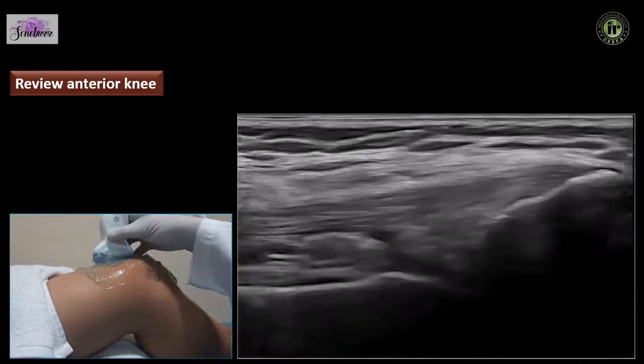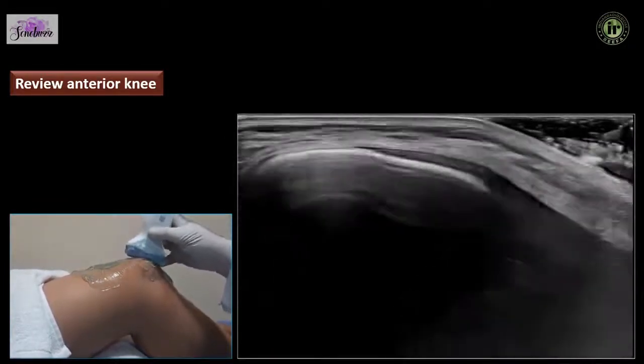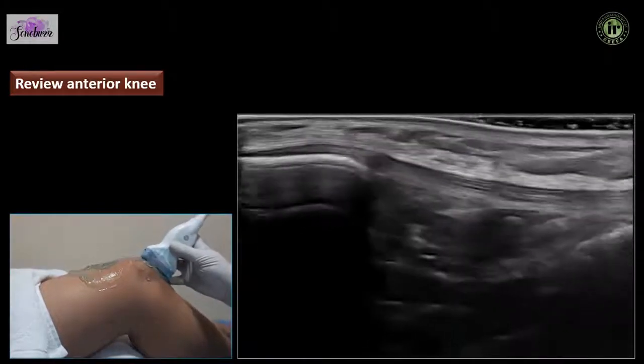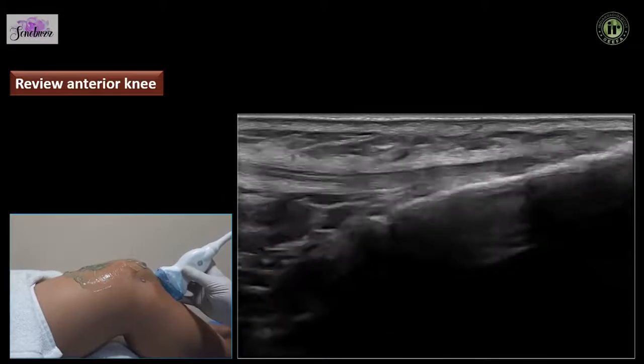So we can have a good idea about the extensor system of the knee sweeping along the anterior aspect of the knee joint. Next, we'll move into the medial compartment.